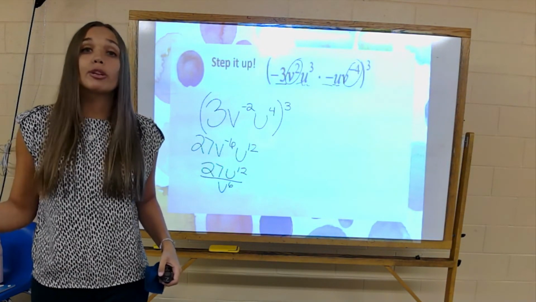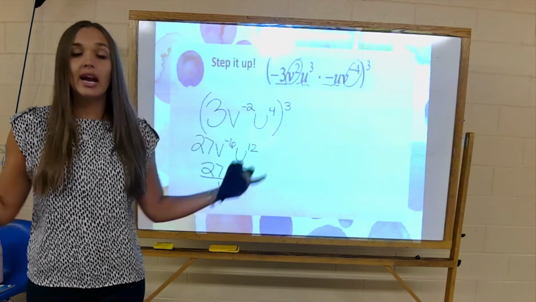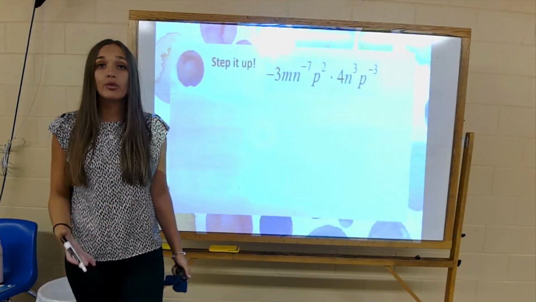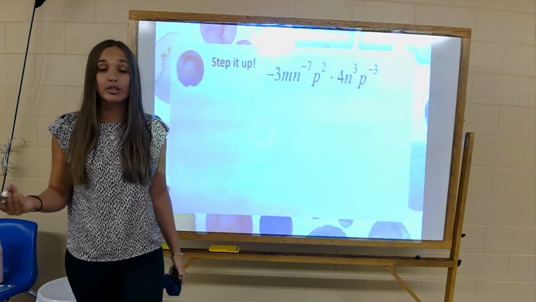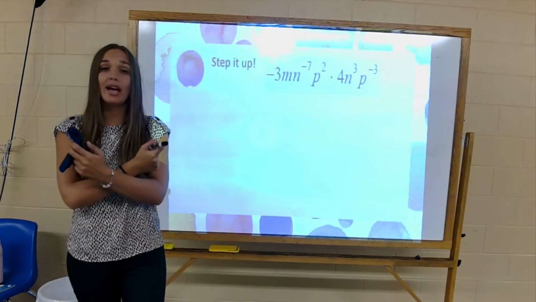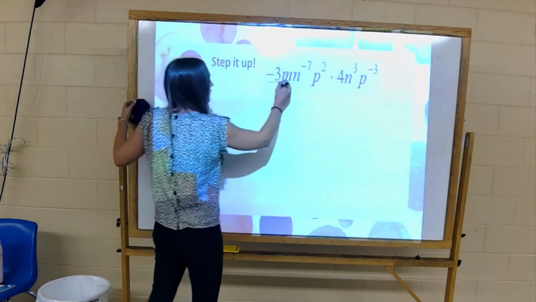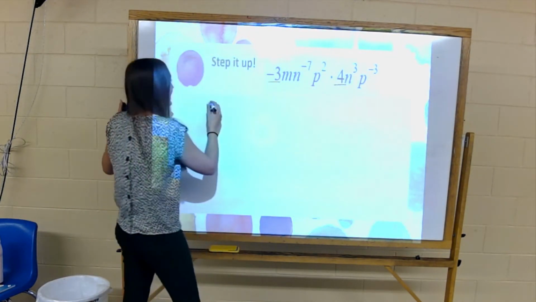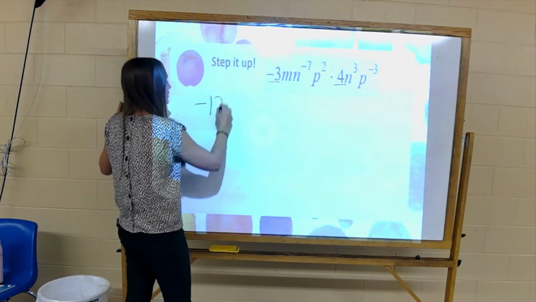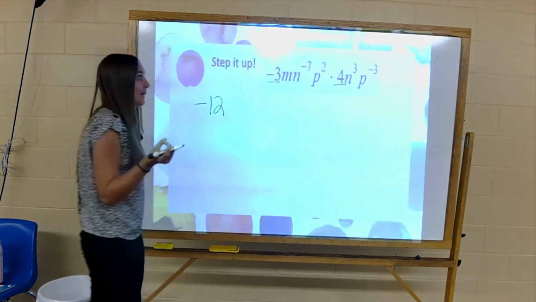Let's try another problem where we're going to use the product rule again to see how we would complete this. Now we have this problem here where we're going to use our product rule. So our product rule tells us to multiply our coefficients and add our exponents. So we have negative 3 and 4. When I multiply them together, I get a negative 12. Then I'm going to add my exponents.